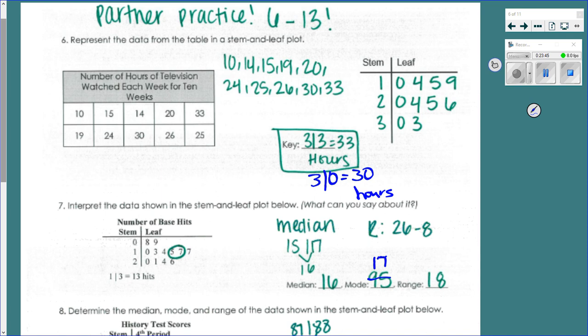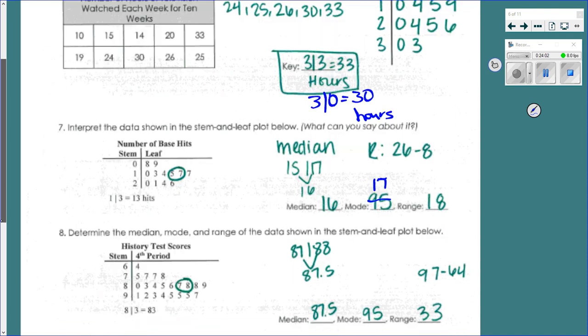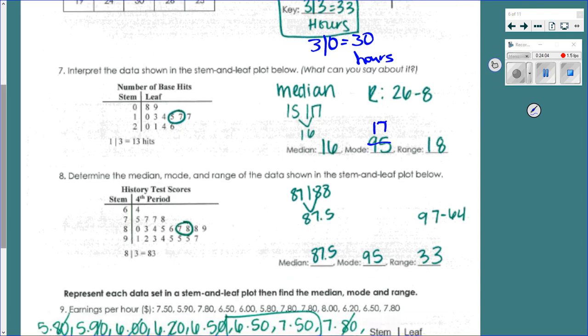Including your key, you should have had hours in your key, guys. So 3|3 equals 33 hours. Again, that's the last data point. That's what I normally would use. But again, it doesn't matter which one you use. You could have had 3|0 is 30 hours. That's okay.